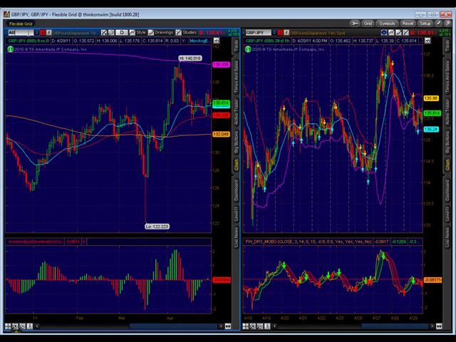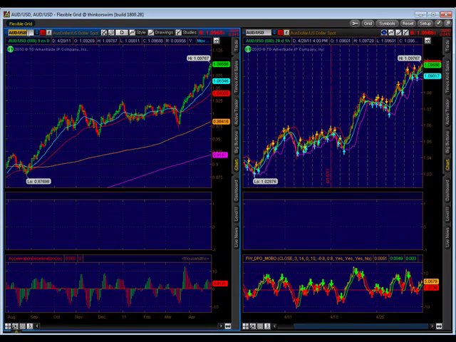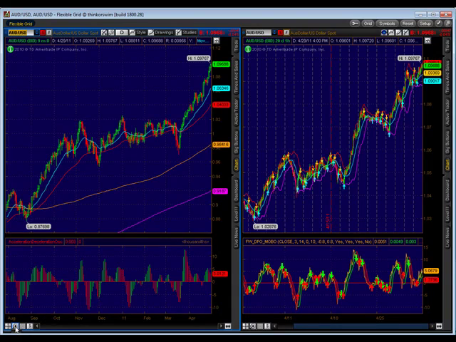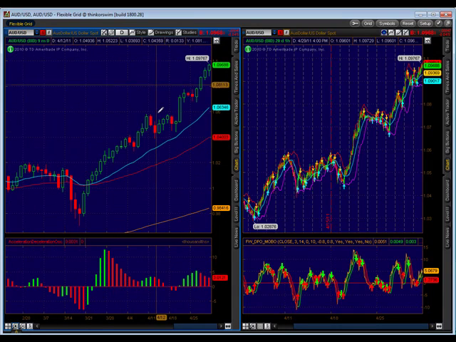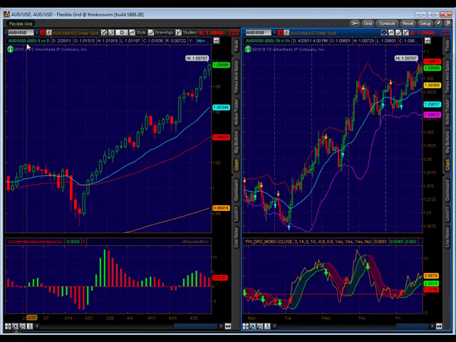What about the Aussie dollar? Beautiful uptrend. Plenty of air in between. No real pullback. But if we get a pullback, that's when I would consider going long. Wait for a pullback to go long on that.